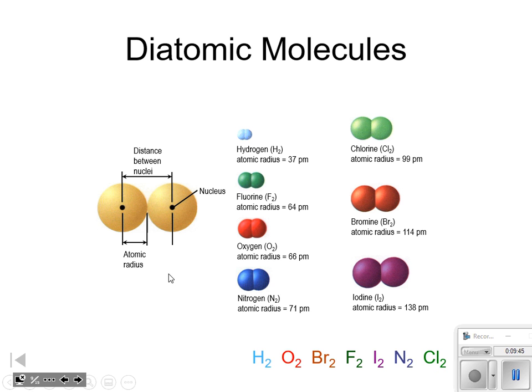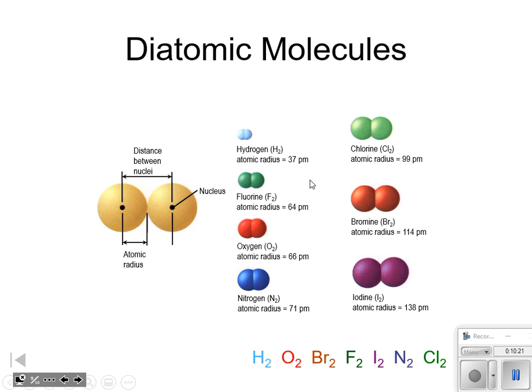Now, I don't know if we actually discussed this back when we talked about periodic trends, but for the atomic radii, they measure the distance between the nuclei of the two atoms, and then they take half of that as the radius. So let's look at fluorine right here on our periodic table, and then chlorine, bromine, and iodine. Let's look at those four.